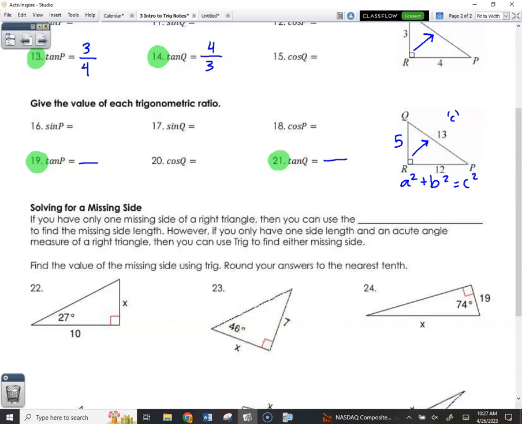And tomorrow is when we were going to find that, because the hypotenuse is used in sine and cosine. All right, what's the trig ratio for tangent of angle P? 5/12. What about tangent of angle Q? Very good.